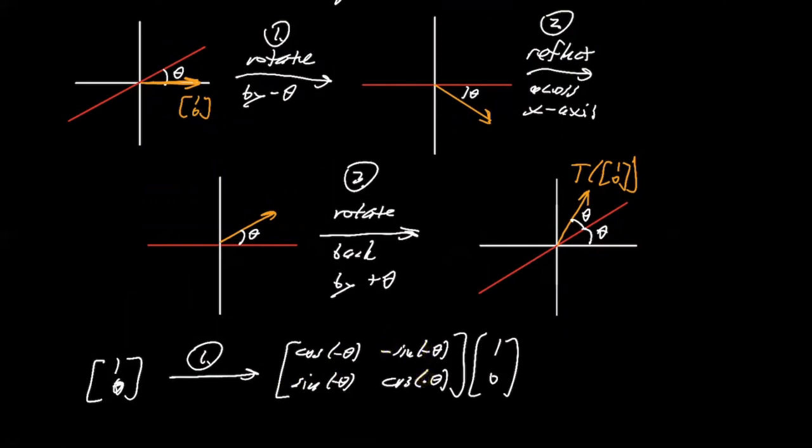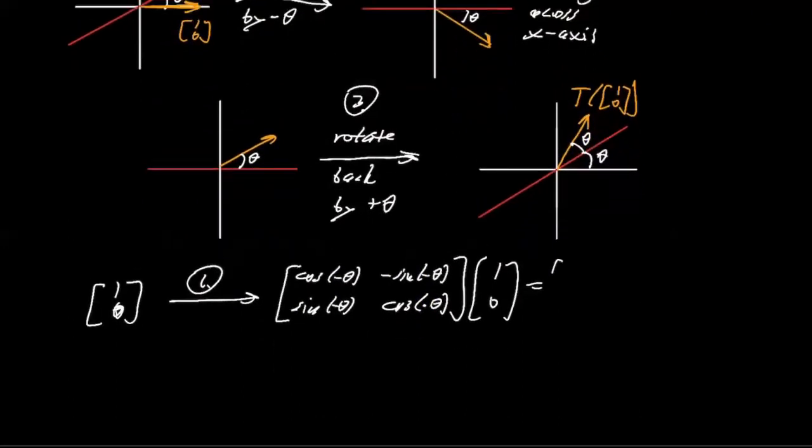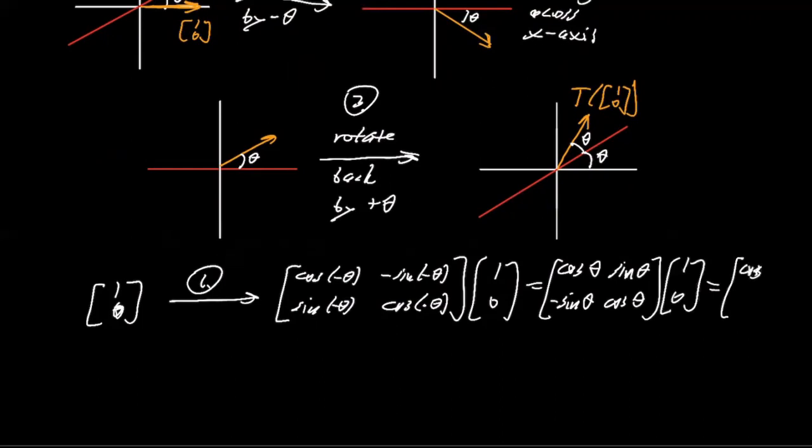So anyways, I guess it's really the matrix cos theta, negative sine theta, cos theta. It's interesting that just the minus sign moved, and we multiply by 1, 0, and you can tell we're going to get the first column, right? Which is cosine theta and then minus sine theta. So after step 1, that's where we are.